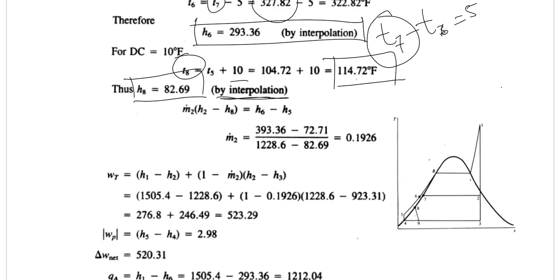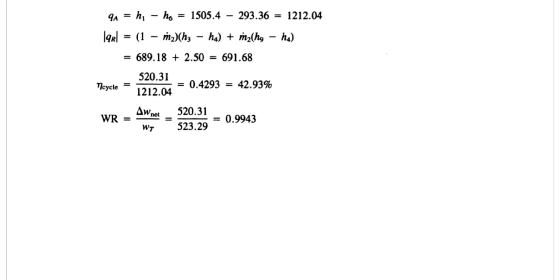Now for H9, if you can imagine, what would H9 be? For a throttling process, enthalpy H8 would be equal to H9. So in a throttling process, enthalpy remains constant. Now you have all the enthalpies already, so you can put in the values and get your desired answer.